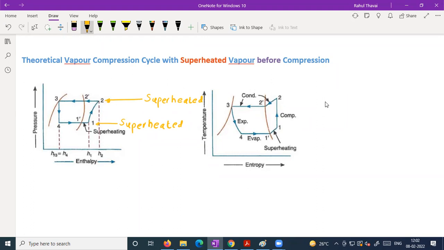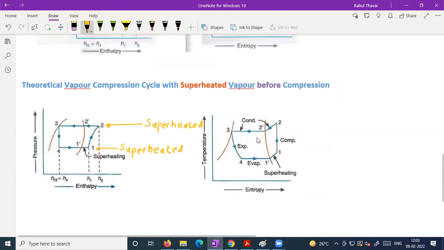Where it gets superheated. So the same you can observe here. 1 to 2 is an isentropic compression of superheated steam in a compressor. Then 2 to 3 is condensation, which occurs in a condenser. 3 to 4 is expansion in a capillary tube. Then 4 to 1, you can see, is evaporation in an evaporator.